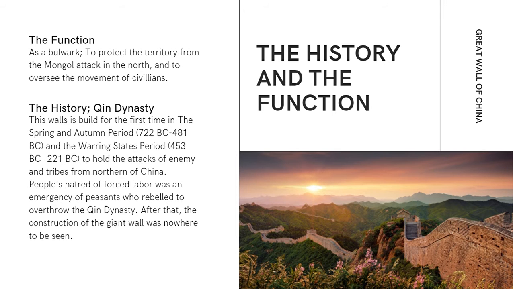The history. Qing Dynasty. This wall was built for the first time in the Spring and Autumn period and the Warring States period to hold off attacks of enemy troops from northern China. People's hatred of forced labor caused an uprising of peasants who rebelled to overthrow the Qing Dynasty. After that, the construction of the giant wall was nowhere to be seen.